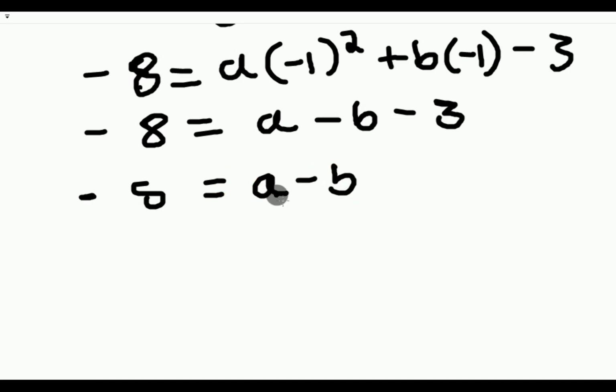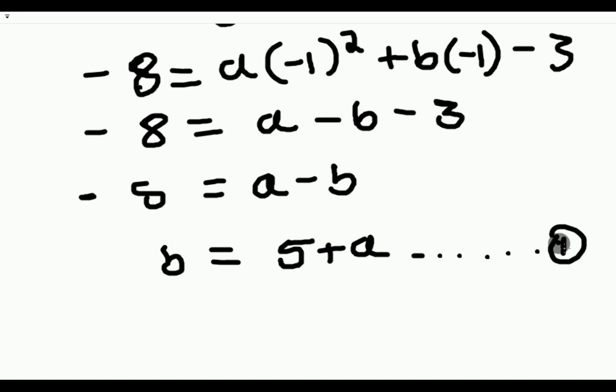So let's make our b the subject of the formula. We're moving the a to the other side, then after that we divide both sides by a negative. So it's going to give us b is equal to 5 plus a. So we are going to name this our equation 1.